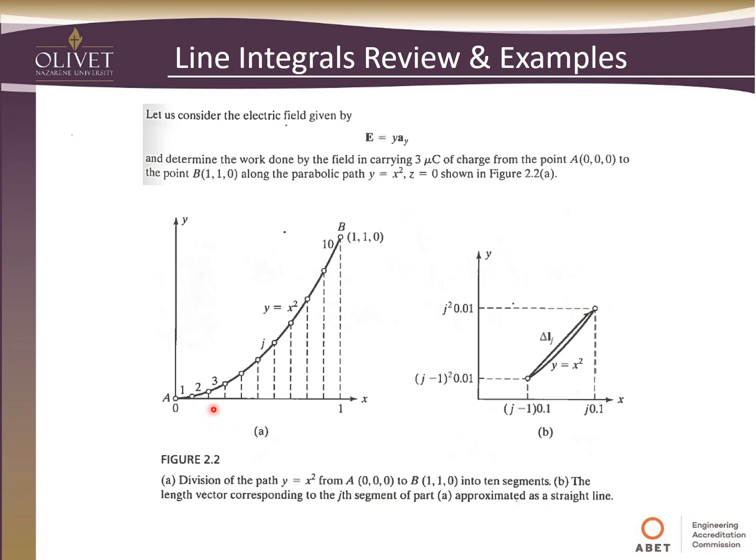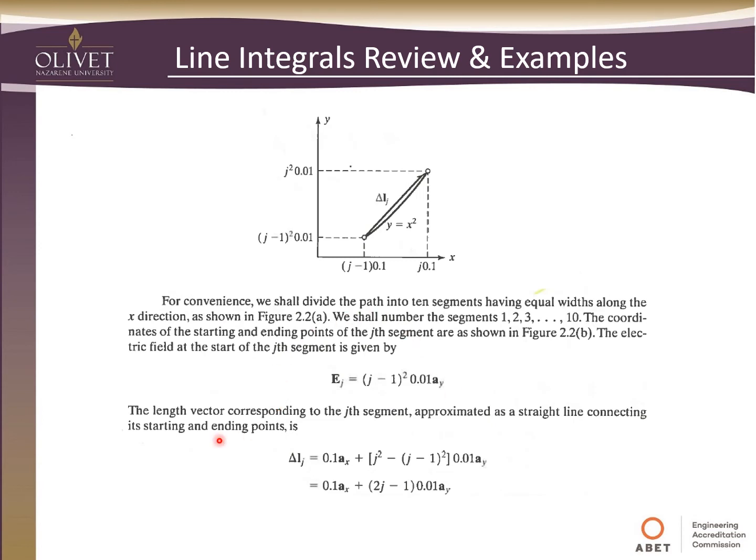So the first way we want to do this is to divide this path up into 10 segments. You can see they've done that here. So each one is the jth segment, and it travels a little bit of distance on each one of these j segments. They're showing here that as we divide that up, we'll approximate the delta Lj by a straight line. Divide the path up. So like I said, we're dividing into 10 segments.